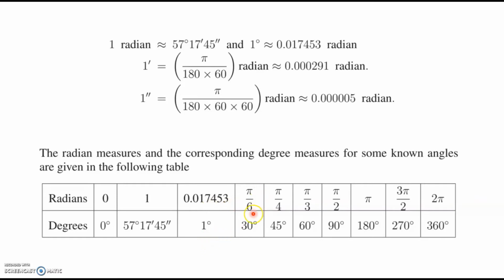Also, pi by 6 radian is 30 degrees. Pi by 4 radian is 45 degrees. Pi by 3 radian is 60 degrees. Pi by 2 radian is 90 degrees. Pi radian is 180 degrees. 3 pi by 2 radian is 270 degrees. 2 pi radian is 360 degrees.